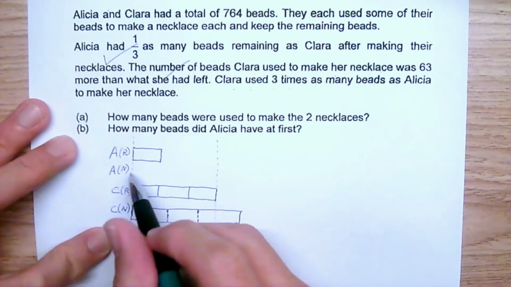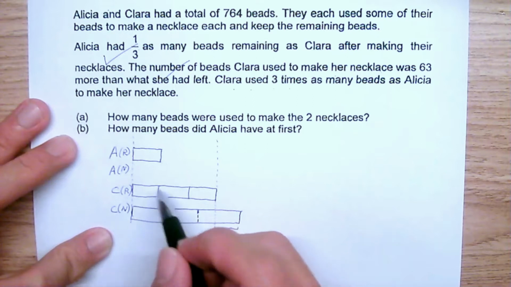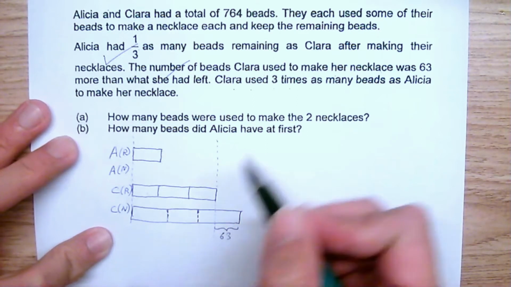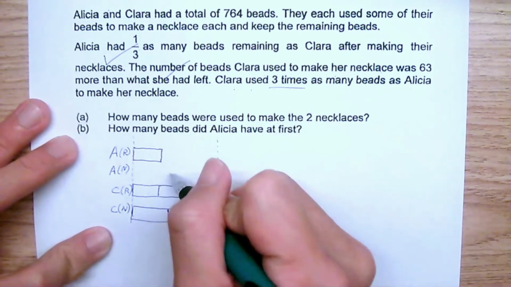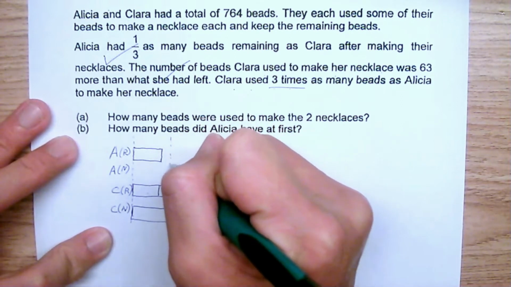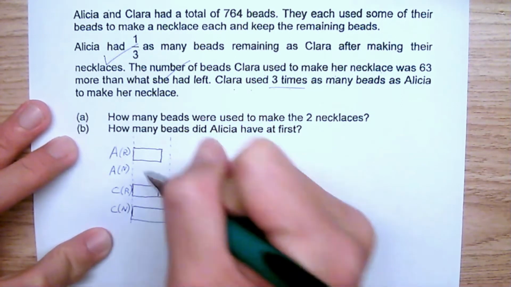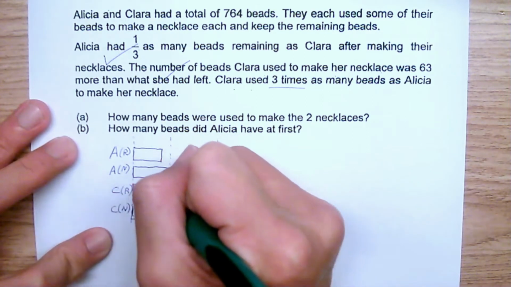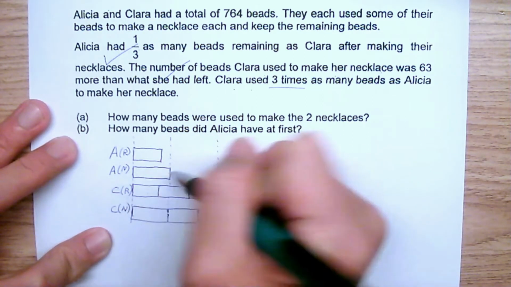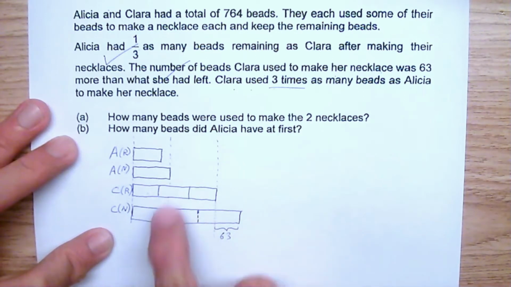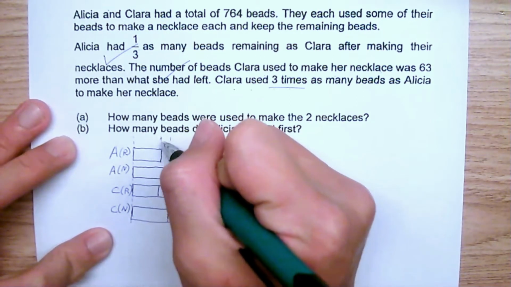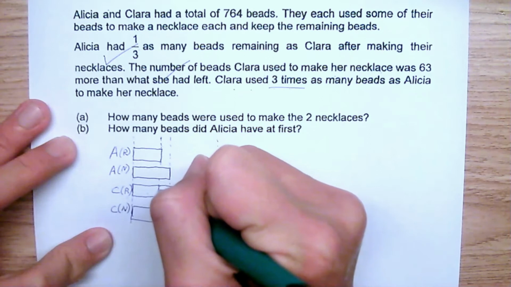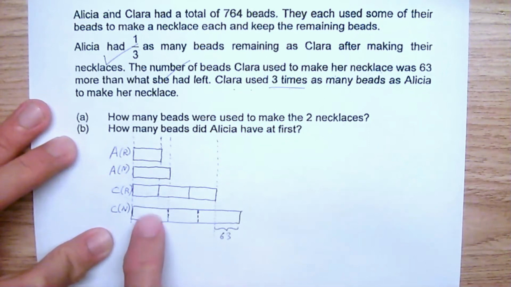Okay, and the number of bits that Alicia used to make a necklace is 1/3 of Clara's, because Clara used 3 times as many, right? So again, I'm going to draw the comparison line very clearly, denoting the number of bits that Alicia used. Okay, so this one is this. Okay, so this one is like that.